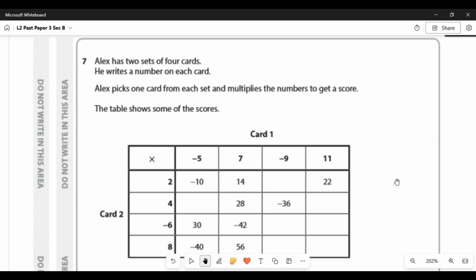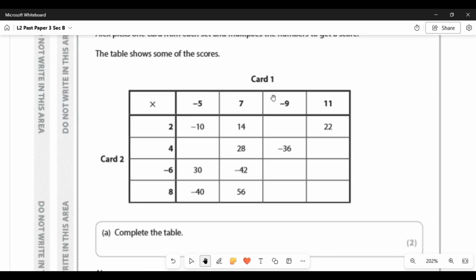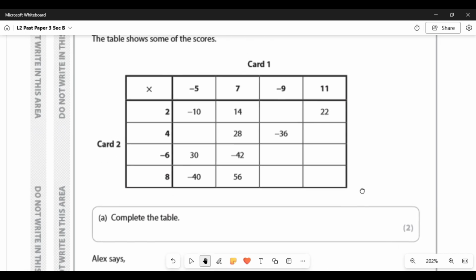Question 7. Alex has 2 sets of 4 cards. He writes a number on each card. Alex picks 1 card from each set and multiplies the number to get a score. The table shows some of the scores. Okay, so notice some of these are negative numbers. Complete the table for 2 marks.